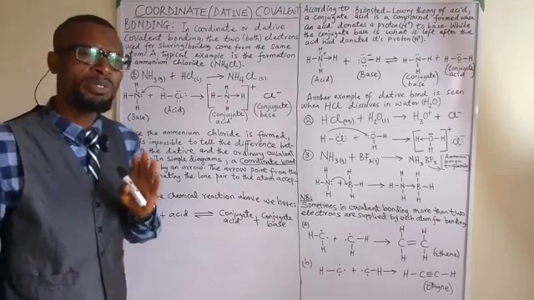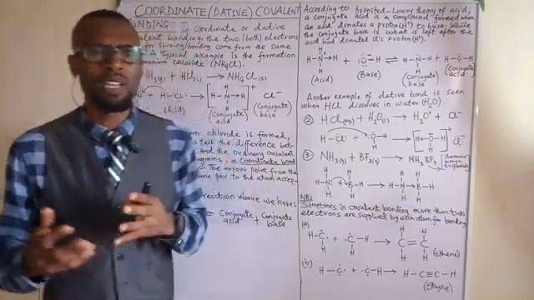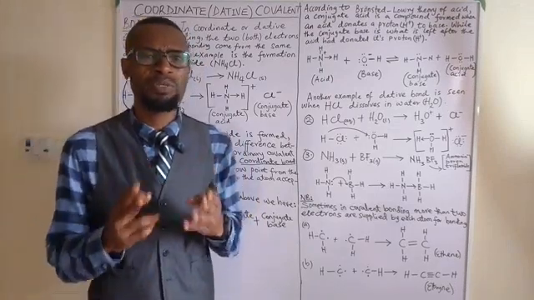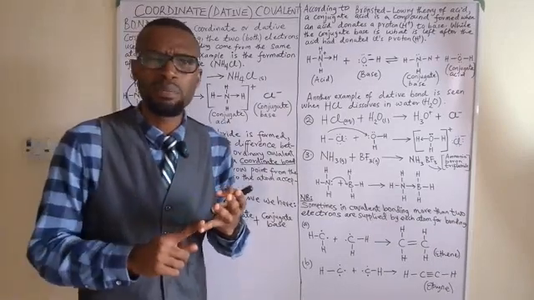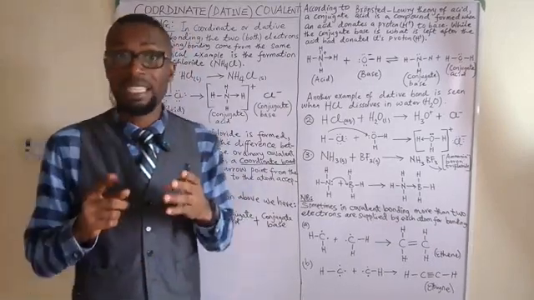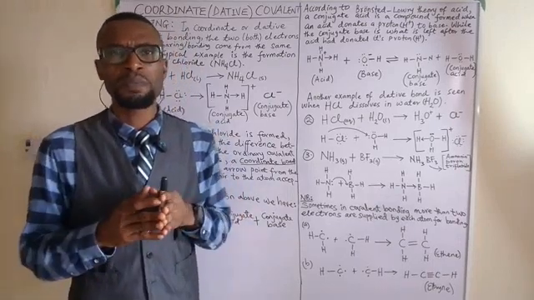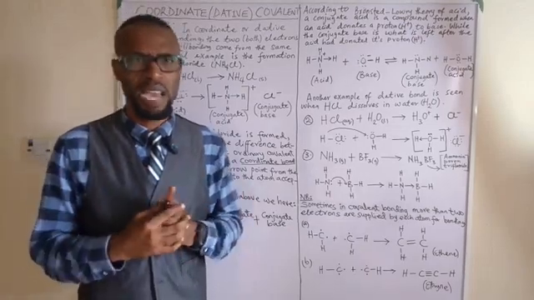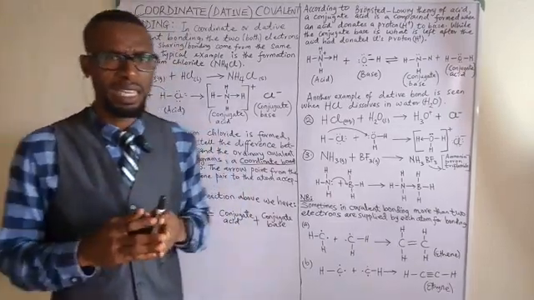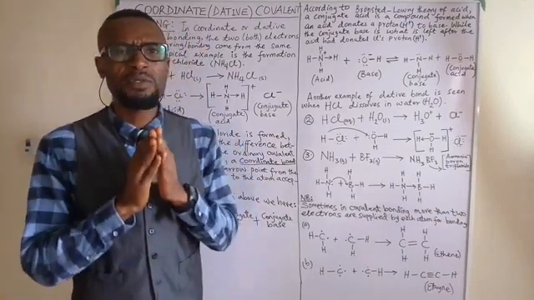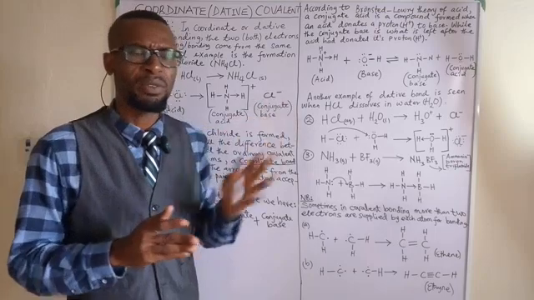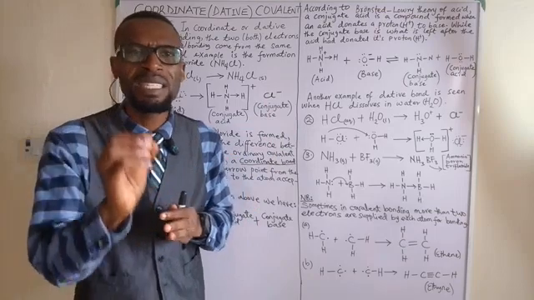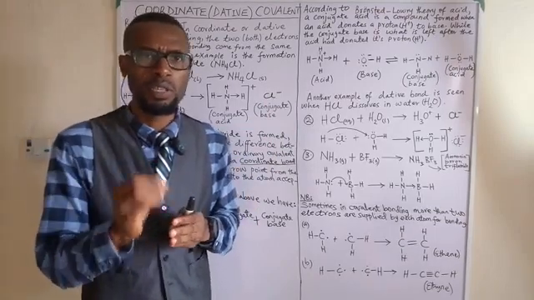When we talk about coordinate or dative covalent bonding, what happens is that the two electrons that represent the bonding pair or the shared pair, which ultimately gives us the single covalent bond, are usually supplied by one atom out of the two combining atoms. I'll put it in another way. In dative covalent bonding or coordinate covalent bonding, one atom out of the two interacting atoms usually brings the two electrons needed for the bond formation.